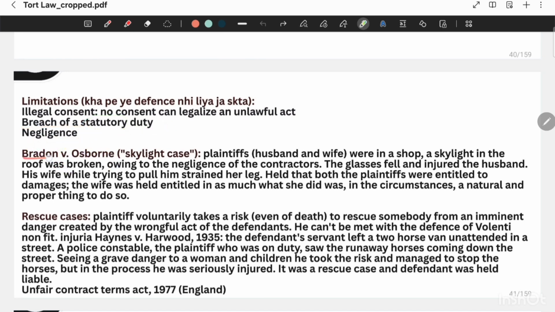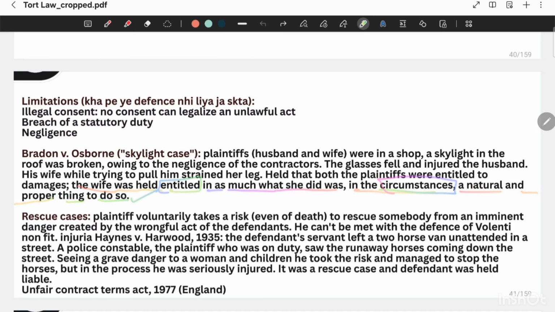For example, what is the case law? Bradan versus Osborne, the Skylight case. Which name is it known by? The Skylight case. The plaintiffs, husband and wife, were in a shop. A skylight in the roof was broken. Owing to the negligence of the contractors, the glasses fell and injured the husband. His wife, while trying to pull him, strained her leg. Held that both the plaintiffs were entitled to damages. The wife was held entitled inasmuch as what she did was, in the circumstances, a natural and a proper thing to do.